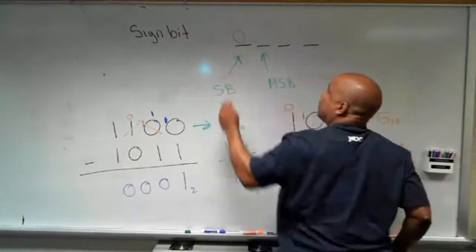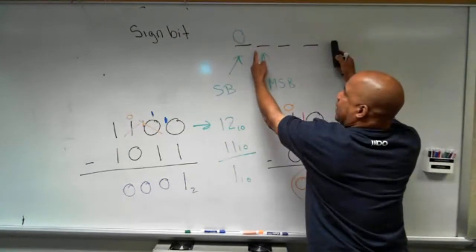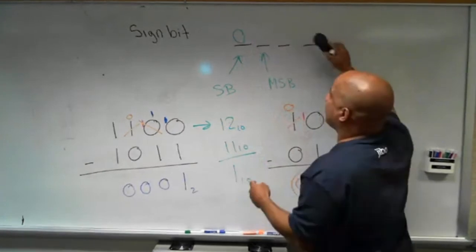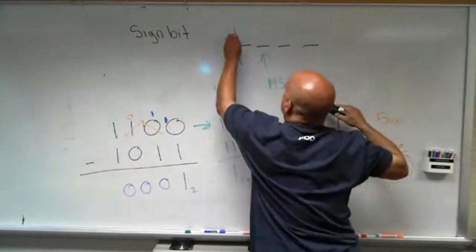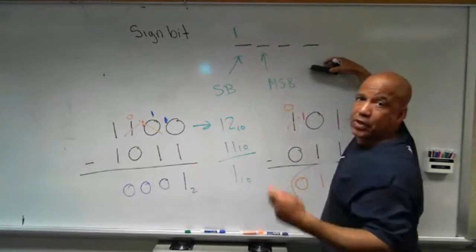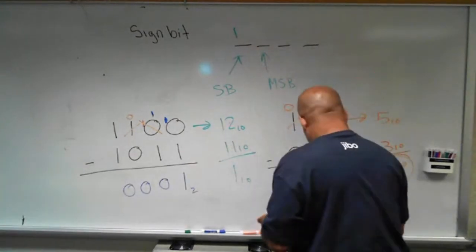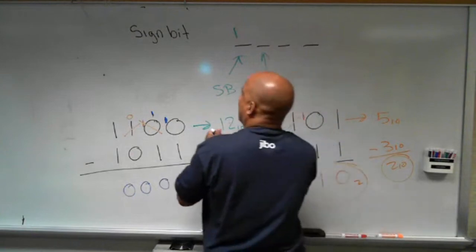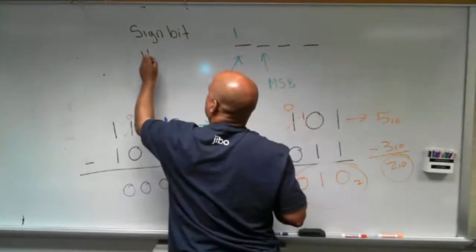If that's a 0, then the rest of this number is the magnitude. So that 0 represents a positive number. If that's a 1, and again, the rest will be the magnitude of your number, that 1 says it's a negative number. So we can use a sign bit. Another way to do a negative number in memory is something called the ones complement.